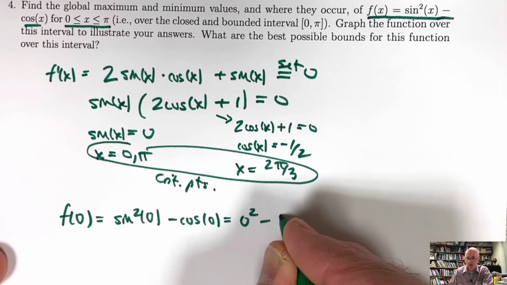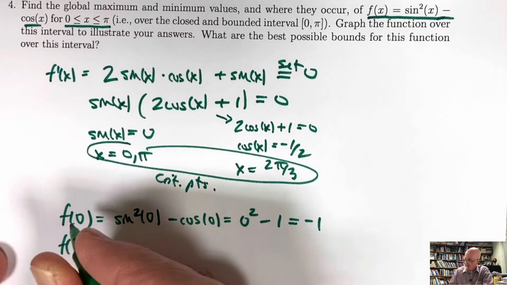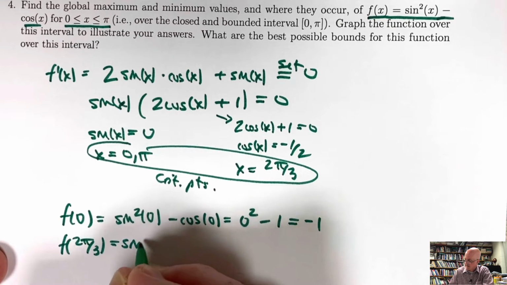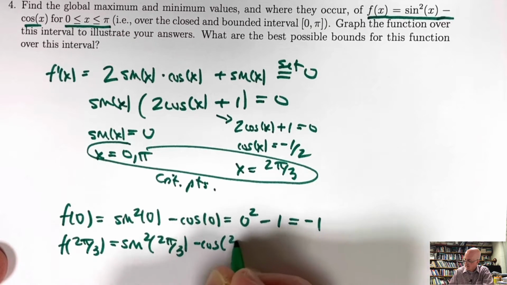Cosine of 0 is 1. This gives us -1. The critical point in the interior of the interval is 2 pi over 3. So I have sine squared 2 pi over 3 minus cosine of 2 pi over 3.